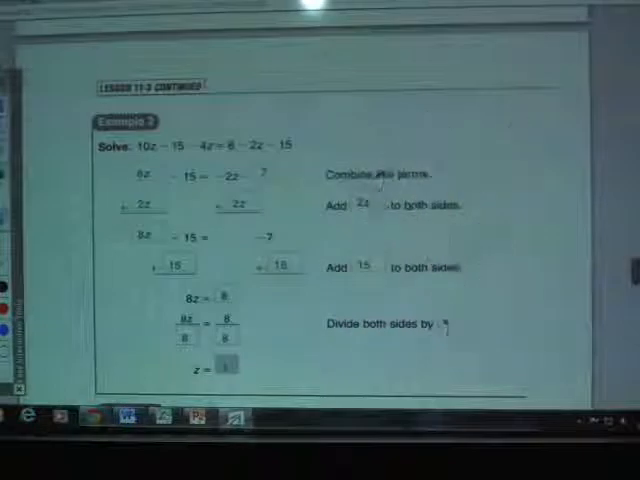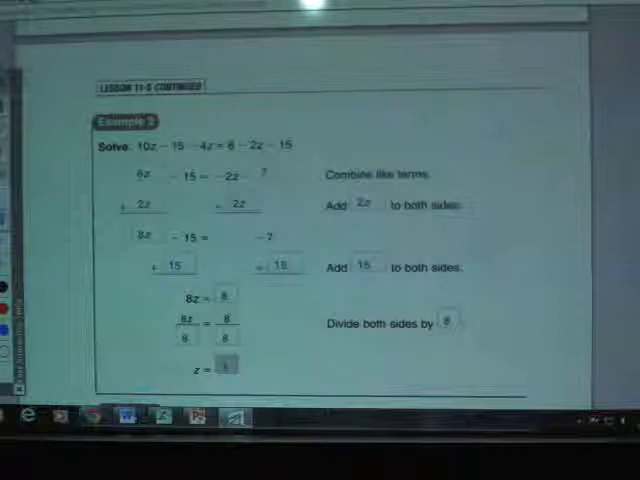All right, let's go ahead and take a look at number 2 here. Kind of a long problem. They've got lots of stuff here, but all we're going to do is consolidate this and undo what we just did. It's not anything different. We've got 10z minus 15 minus 4z equals 8 minus 2z minus 15.